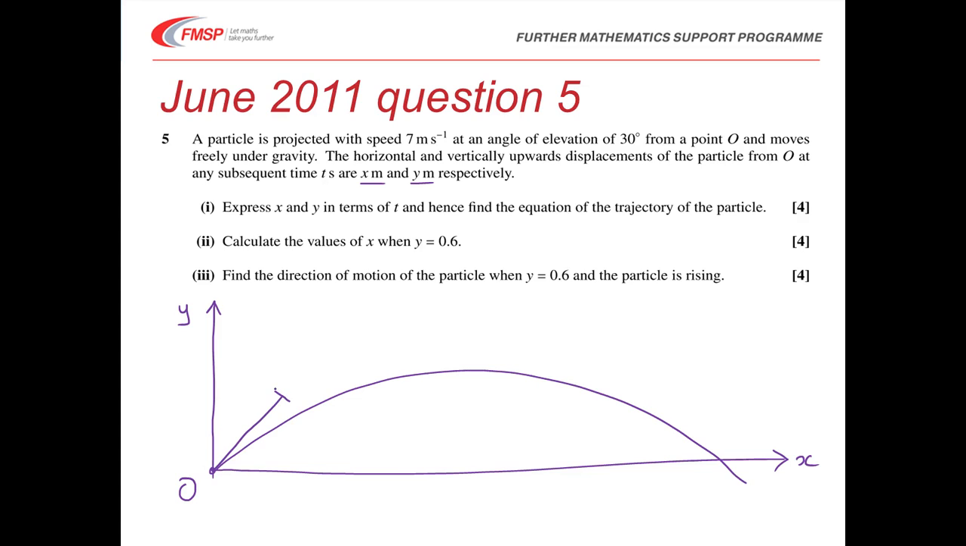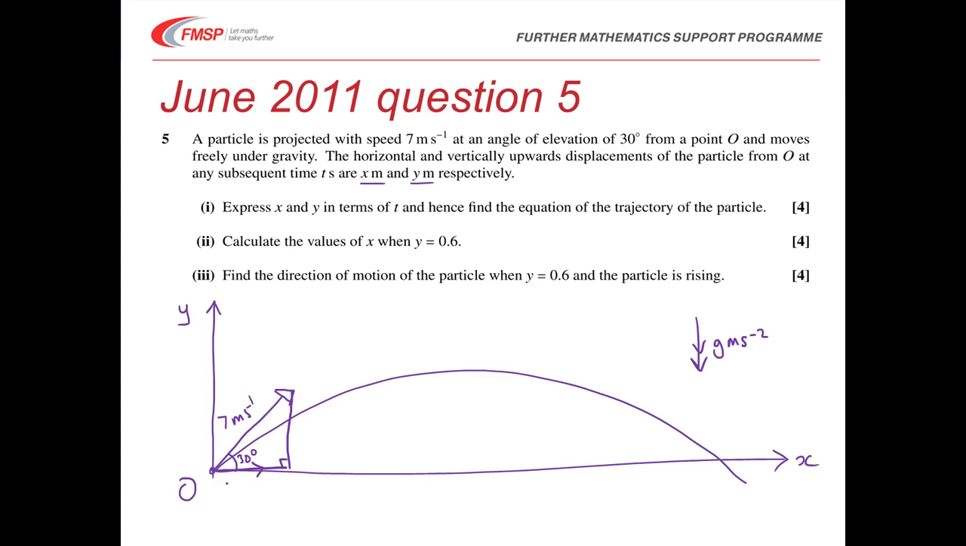And the initial speed is once again 7 meters per second at an angle, in this case, of 30 degrees as the angle of elevation, so above the horizontal. We're told the particle moves freely under gravity. So again, it's just gravity acting as the acceleration downwards. Well, I'm going to need to split that initial speed of 7 into components horizontal and vertical.